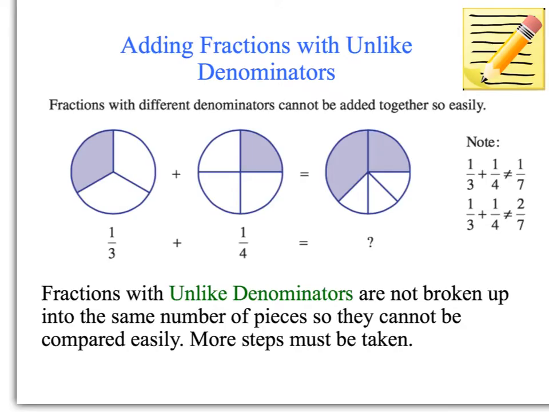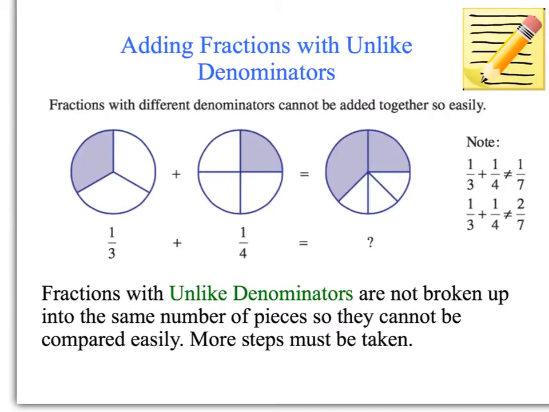Now, it gets a bit more complicated when you're adding them with unlike denominators. So this means the bottom numbers are not the same. It's not broken up into the same number of pieces, so it can't be easily added together. Alright, so in this example, 1/3 and 1/4, we can't compare them and add them correctly in this state because their denominators are not the same. They are not broken up into the same number of pieces. So we need to do more than just add the numerators and keep the denominators.